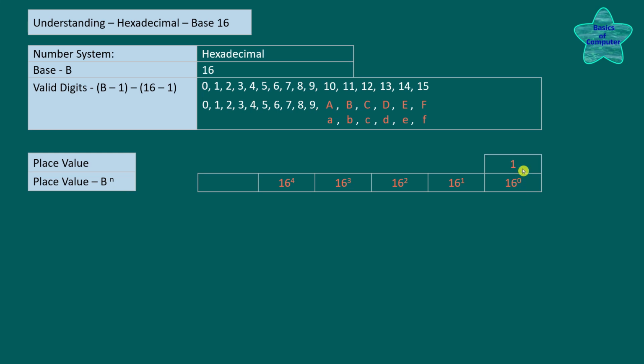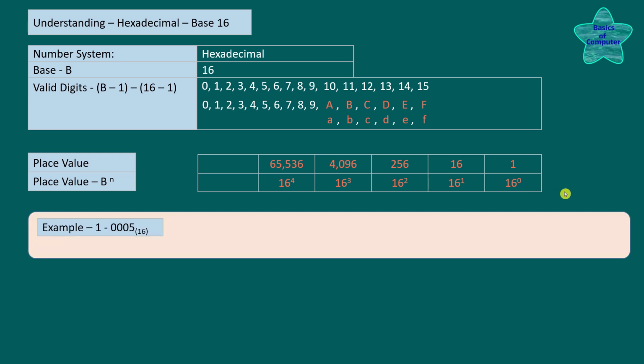So 16 to the power 0, if we solve, actual place value will be 1. The next place value is 16 to the power 1. So it is 16. Next place value is 16 into 16. It comes to 256. Next place value 16 into 16 into 16 or 256 into 16. It comes to 4096. Similarly, next is 16 to the power 4. 16 multiplied 4 times or 4096 multiplied by 16. We get 65536. So these are the place values in hexadecimal number system.